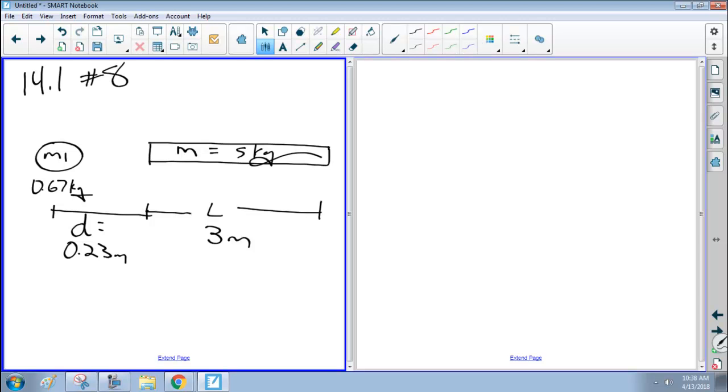What we want to do is find the force of gravitational attraction between the two objects. If this was simply a point particle, we'd be good. We'd just do G times m1 times m2 over r squared, right? But the problem is, it's not a point particle.